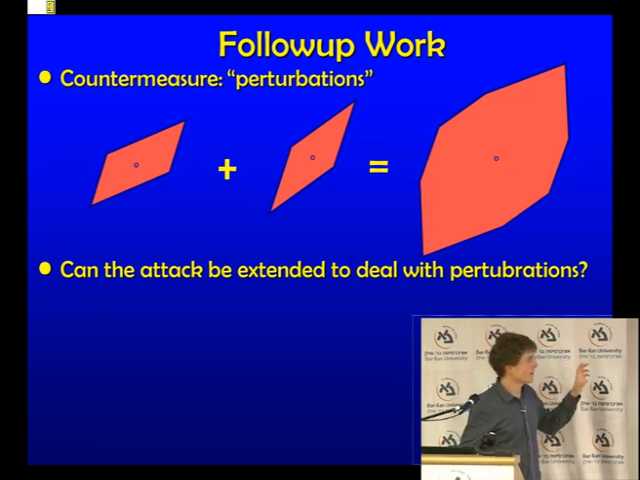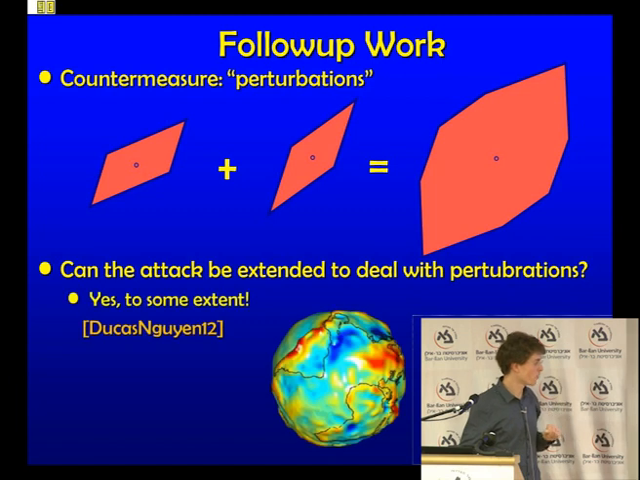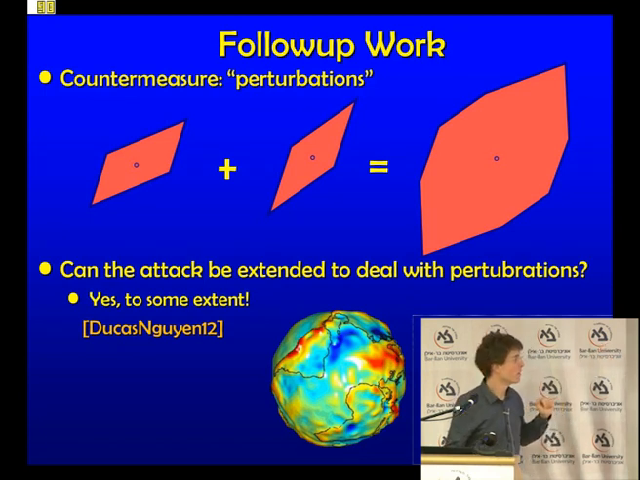I don't know what exactly can be said about that, but recently there's some work of Léo Ducas and Phong Nguyen who showed that even with these perturbations you can still attack and find the basis. So apparently these things are not strong enough to prevent attacks on the signature scheme, so we need something else, we need something stronger.